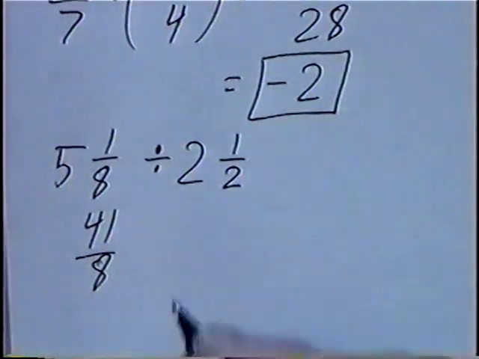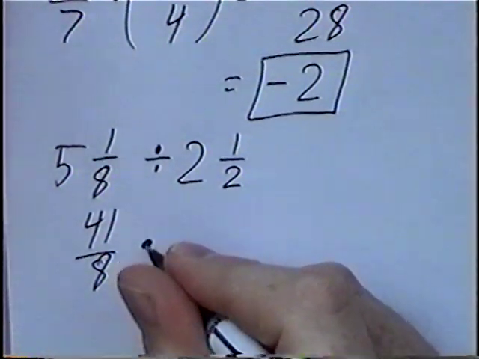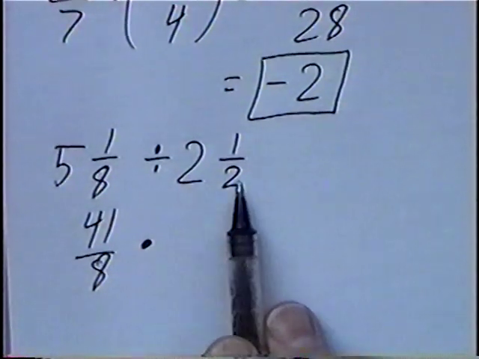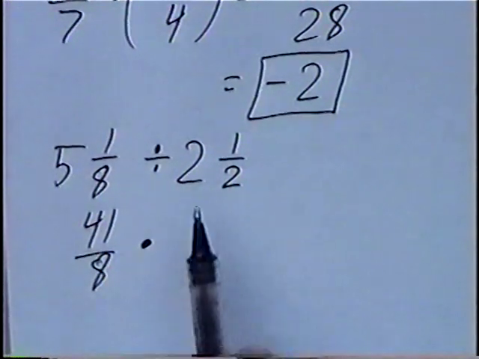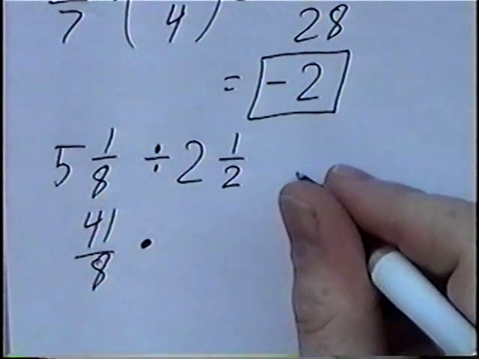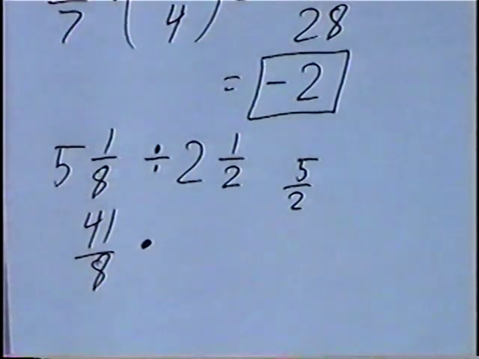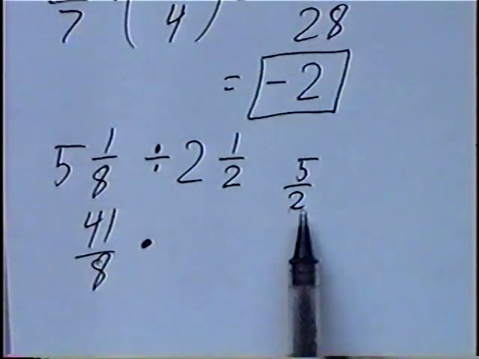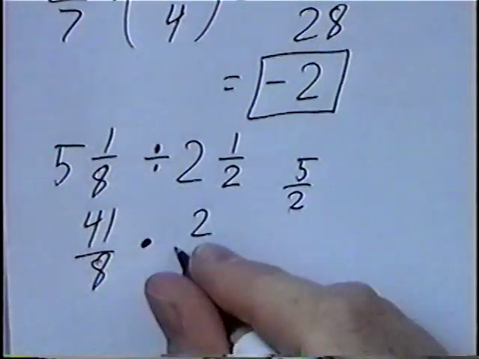And again, instead of dividing, we can multiply. If we change 2 and 1/2 into an improper fraction, 2 times 2 would be 4, plus one more would be 5 over 2. But since we're multiplying, we'll do the reciprocal, which would be 2 over 5.